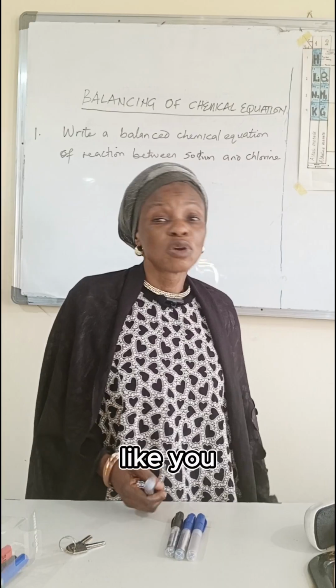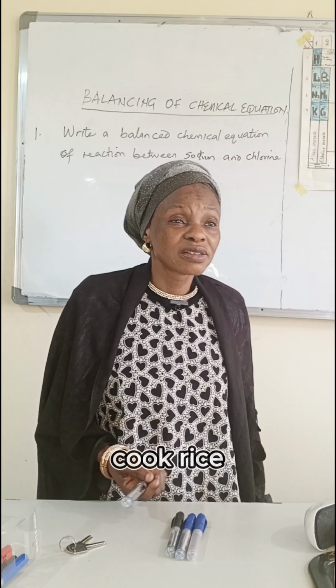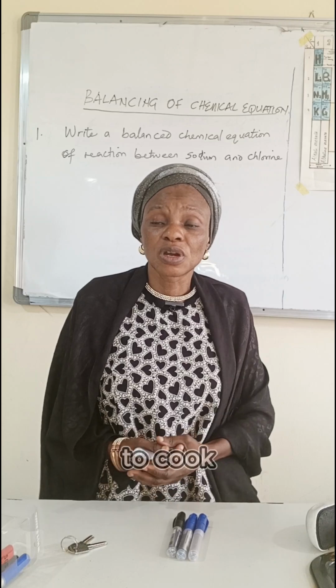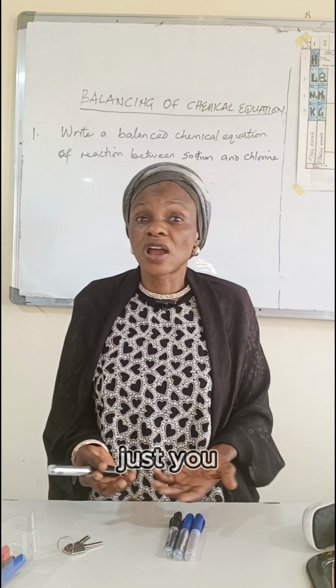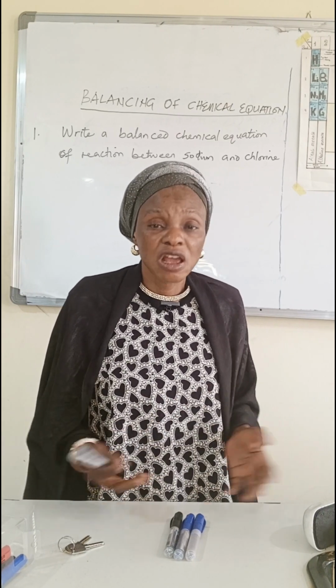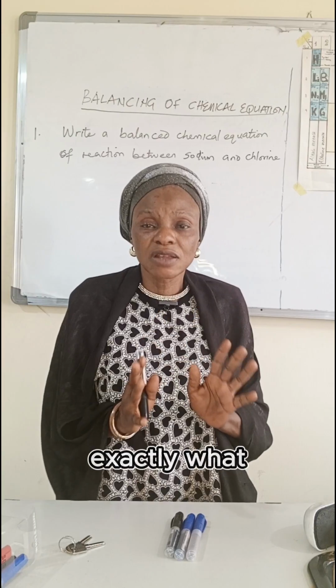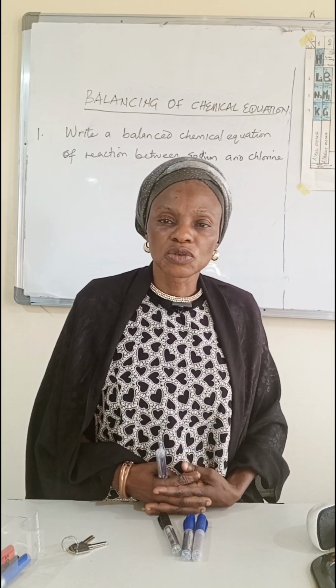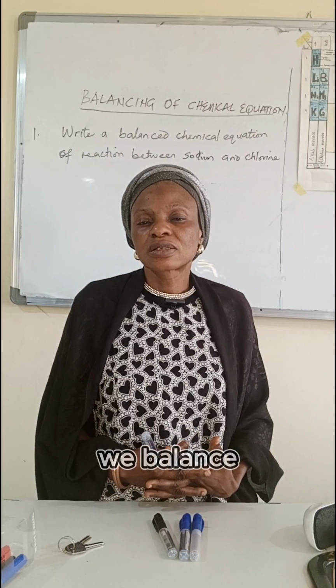It's just like when you want to cook rice, you must make sure you put appropriate salt in the rice you want to cook, and another ingredient, just to make it sweet. Everybody will like it. That is exactly what we do in chemistry when we talk of chemical equations. How do we balance an equation?